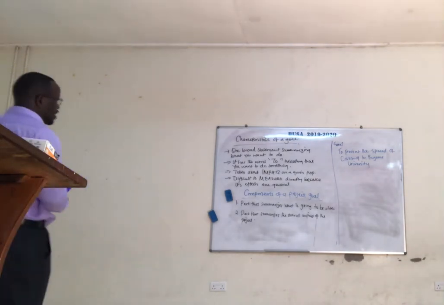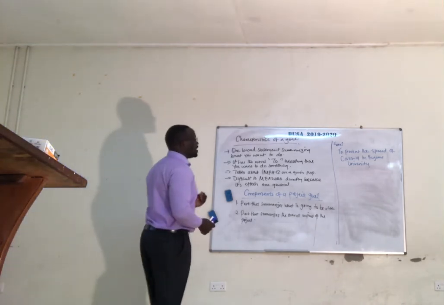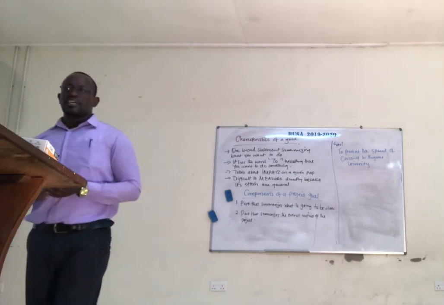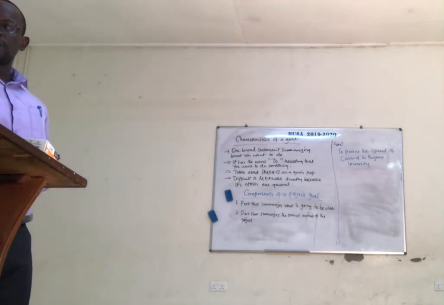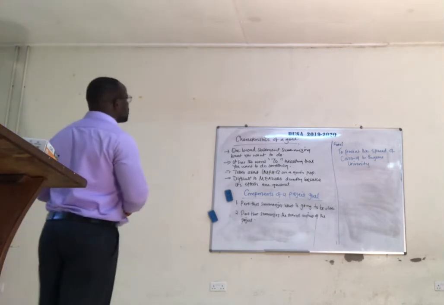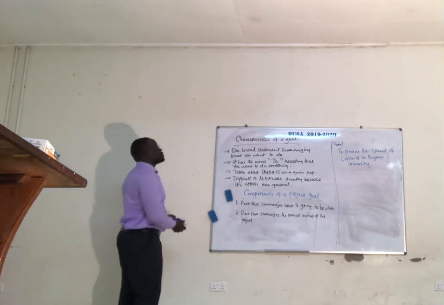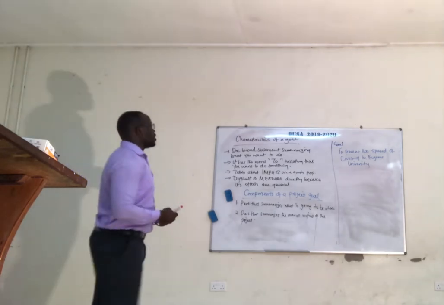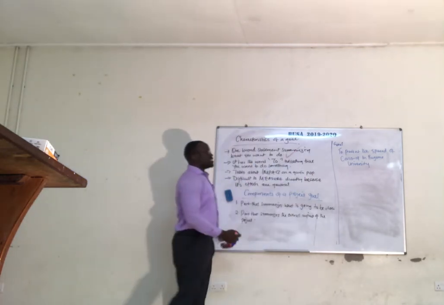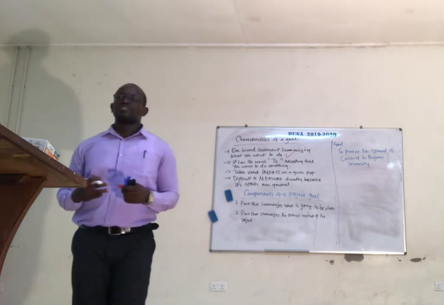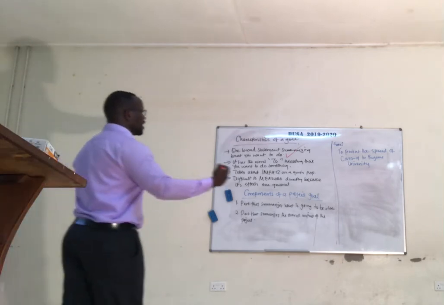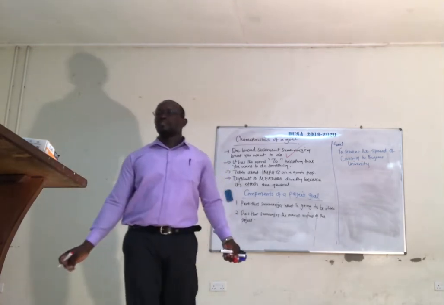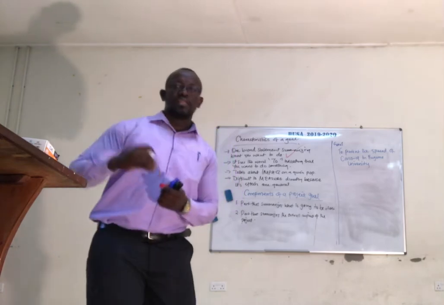Now, if you look at this, the statement to prevent the spread of COVID-19 in Bugema University. Let's mark ourselves by looking at the characteristics that it has. Can you identify the characteristics? Number one, it is one broad statement that summarizes what we're to do to prevent the spread of COVID-19 in Bugema University. So my goal meets characteristic number one. It is one broad statement. No comma, no nothing.